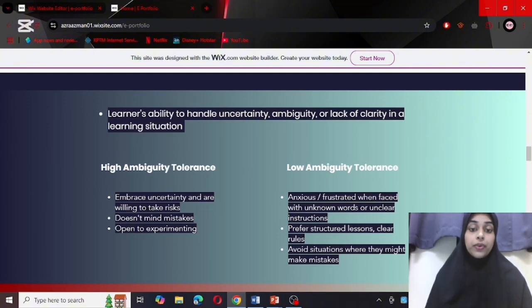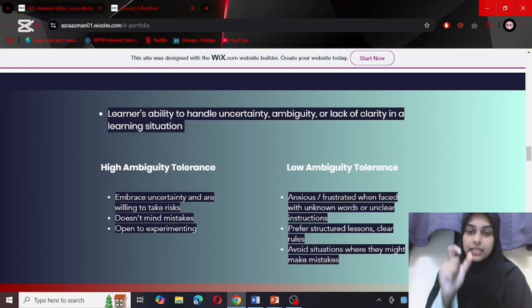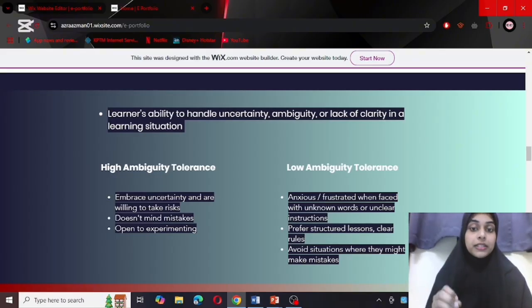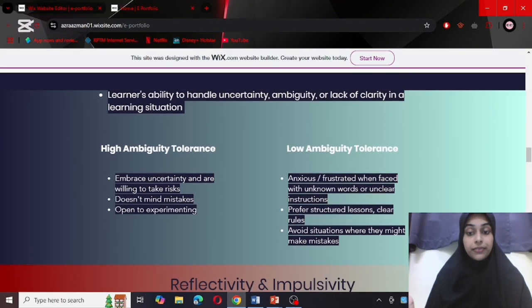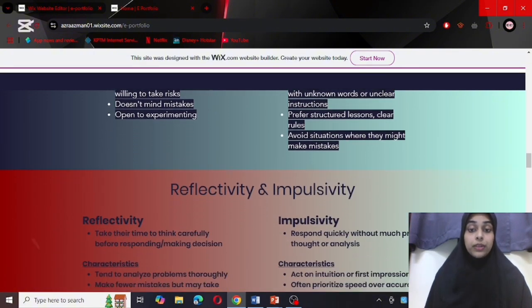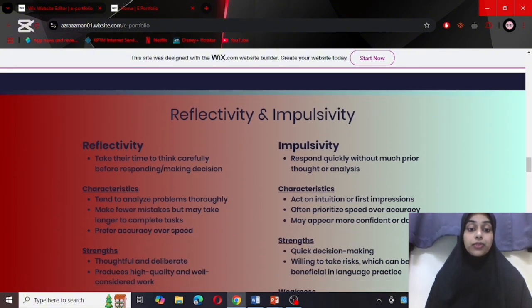But for the low ambiguity tolerance learners, they might feel anxious or frustrated when things are unclear or when they don't have step-by-step instructions. They prefer a structured lesson with clear rules, detailed instructions, and also predictable outcomes because they want to avoid making mistakes, and they might avoid situations that feel too risky or open-ended. For example, if you give these learners a task without clear guidance, they might struggle or feel stuck. They do better in environments where expectations are clear and everything is explained in detail. So that's the difference.